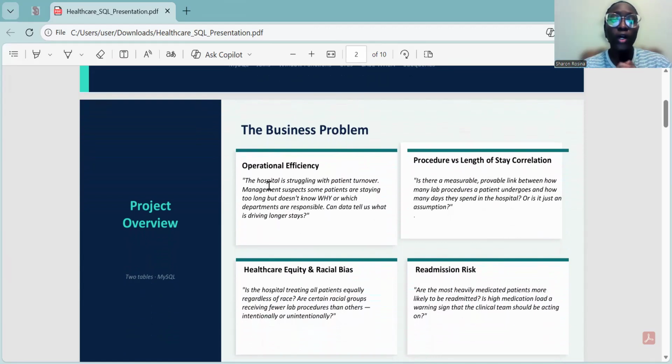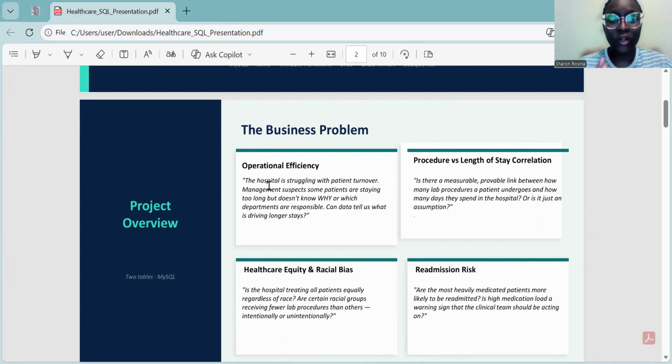So I wanted to understand why the hospital is struggling with patient turnover. Patient turnover is so many patients are taking longer in the hospital. So management suspects some patients are staying too long, but they don't know why or which departments are responsible. So can the data I have tell us what is driving longer stays in the hospital?